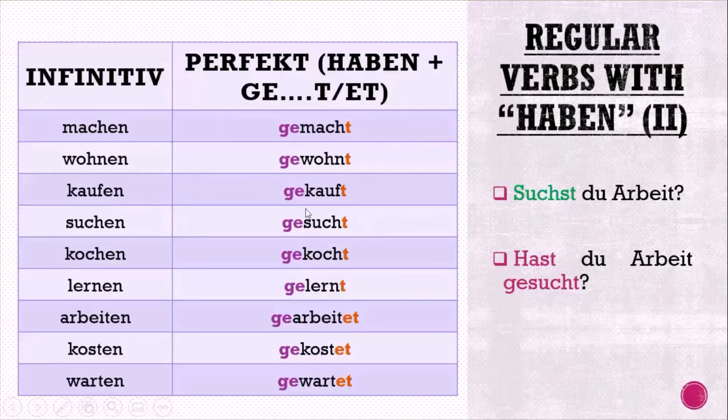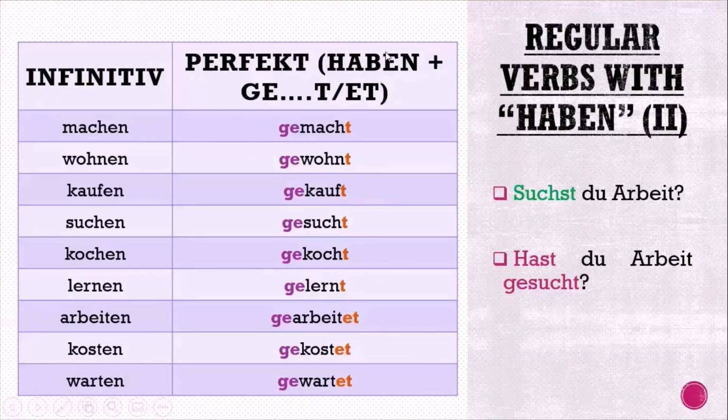Wohnen, to reside or to live, gewohnt. Kaufen, to buy, gekauft. Suchen, to search, gesucht. Kochen, to cook, gekocht. Lernen, to learn, gelernt. Arbeiten, gearbeitet. Arbeiten is to work. Kosten, to cost, gekostet. Warten, to wait, gewartet.